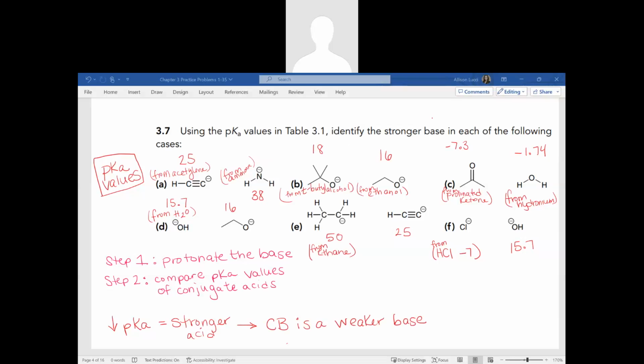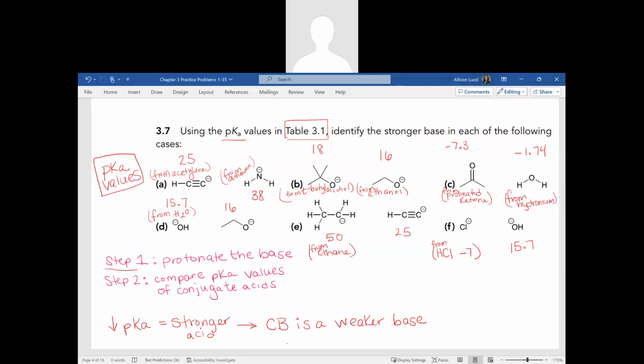For problem 7 from chapter 3, we're told that we should use pKa values given in table 3.1 to identify the stronger base in each of these following cases. So we have here A through F, and we're given a pair of molecules for each example. I've already written in the pKa values for the corresponding protonated form of our base. So these are all bases that are given, and we have some steps listed down here.